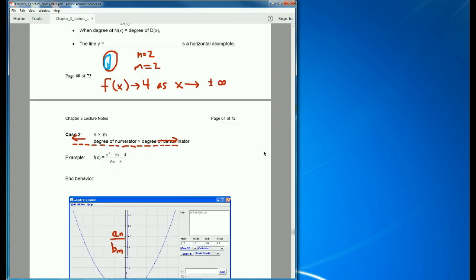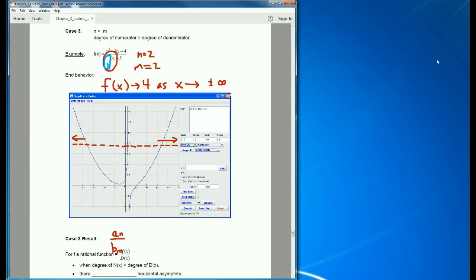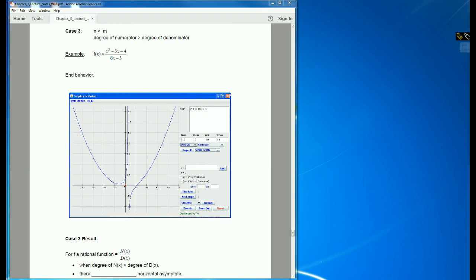All right, let me move on to the next page, which is case 3. In this case, the degree of the numerator is greater than the degree of the denominator. So here are the leading terms. The degree of the numerator is 3. The degree of the denominator is 1. 3 is greater than 1.